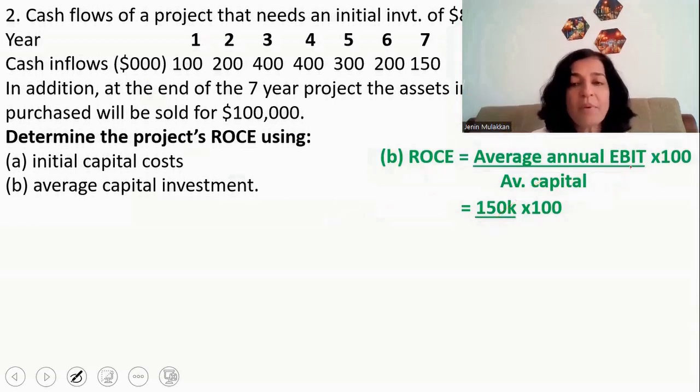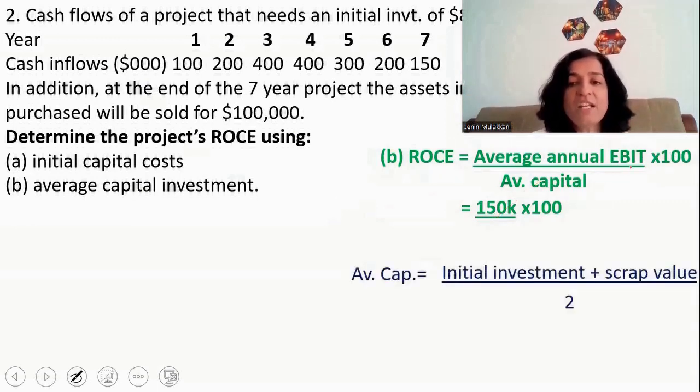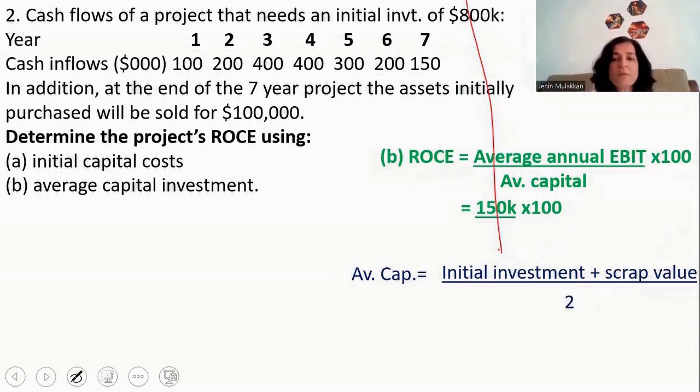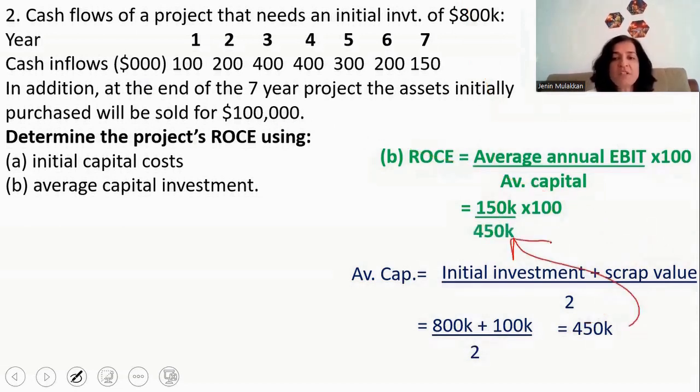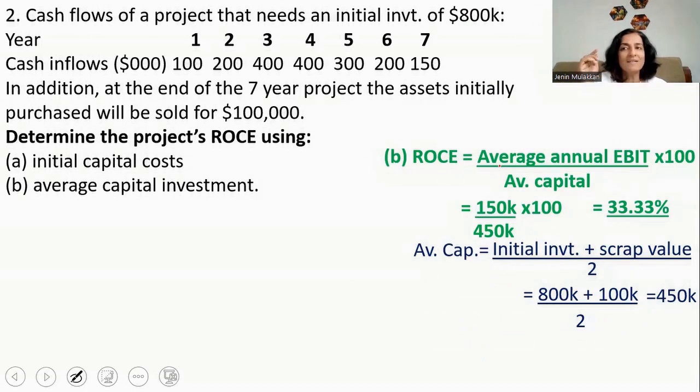Now coming to average capital, the formula for average capital is initial investment plus the scrap value divided by 2. The initial investment is $800,000. The scrap value is 100,000, divided by 2. So we get (800,000 plus 100,000) divided by 2, or $450,000. So substituting 450,000 in the formula, we get return on capital employed as 33.33%.